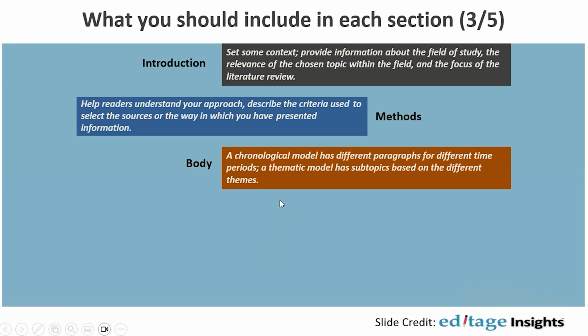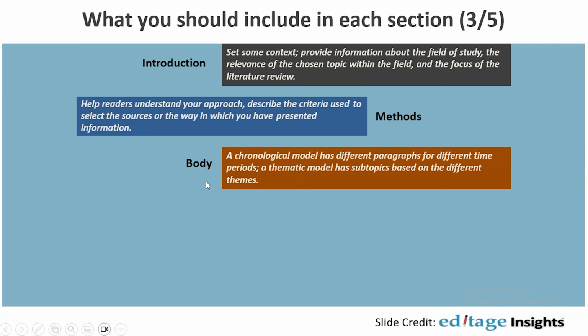Then the body. In the body section, a chronological model has different paragraphs for different time periods. A thematic model has topics based on different themes. That means if you are going to follow the chronological order, then you don't need to think about themes. Then you can discuss the topic using different time frames. Just for example, if you are reviewing papers from the last 10 years, then you can make groups: first 2 years, then the second 2 years, and the third 2 years, like this.